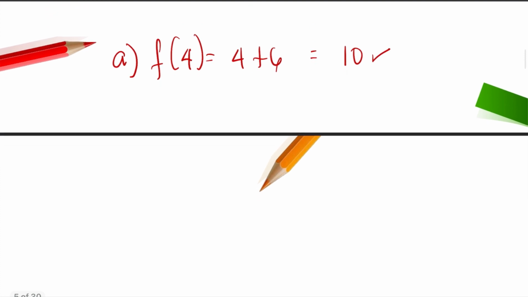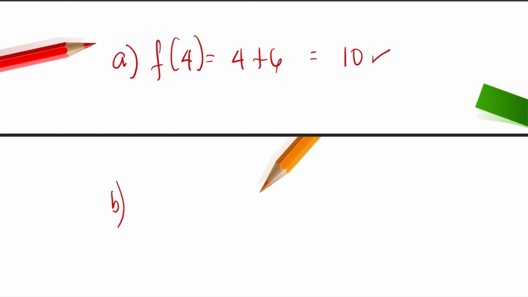Next, solution b. f of negative 2. Replacing x in the function, that is now negative 2 plus 6. That is now equal to 4. And 4 is the answer.